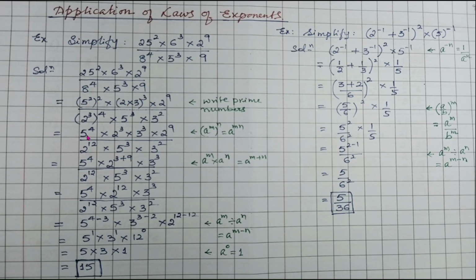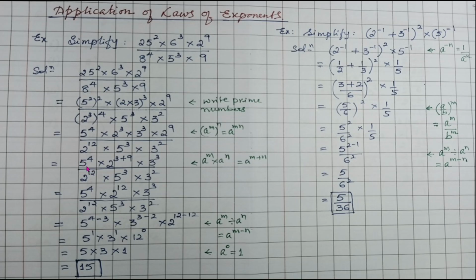Apply that. So 2 to the 4, 5 raised to 4, 2 raised to 3 into 3 raised to 3. Again I have applied the important law of exponents here: (a into b) raised to m is a raised to m, b raised to m. So apply that here. 2 raised to 9 as it is. 2 raised to 3 raised to 4 becomes 3 into 4, that is 12, and 5 raised to 3 as it is, and 3 squared is 3 squared as it is.